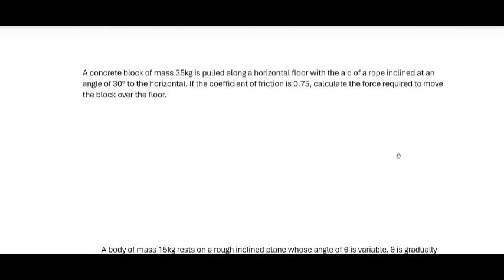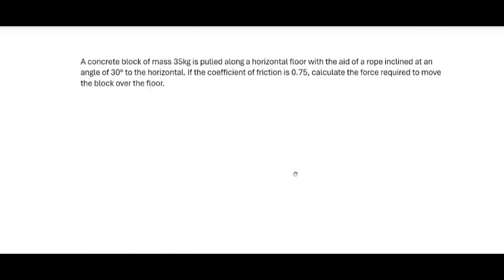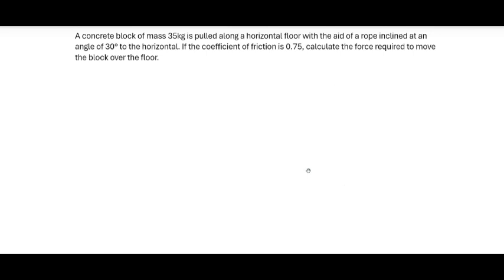The next question says that a concrete block of mass 35 kg is pulled along the horizontal floor with the aid of a rope, but the rope is inclined at 30 degrees, right? So we have this. This is the horizontal floor. This is the mass.